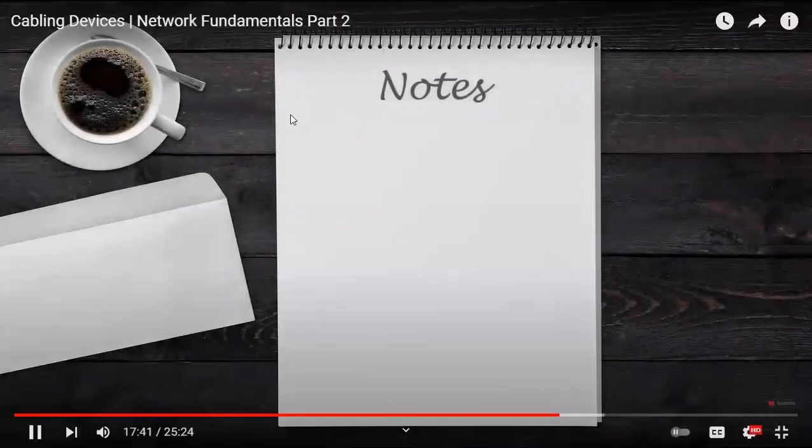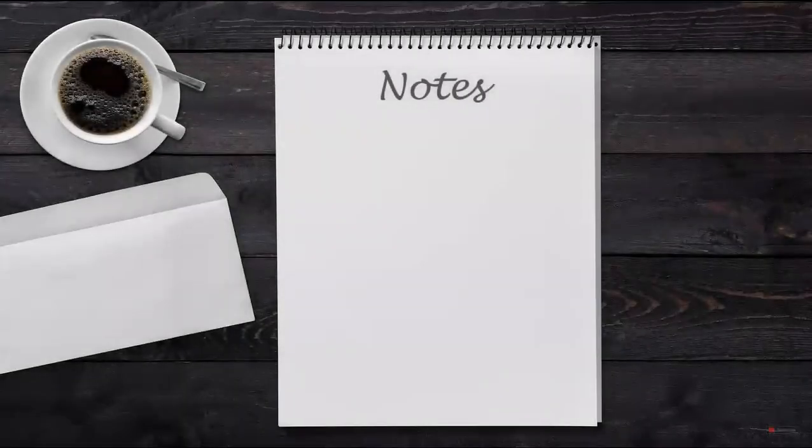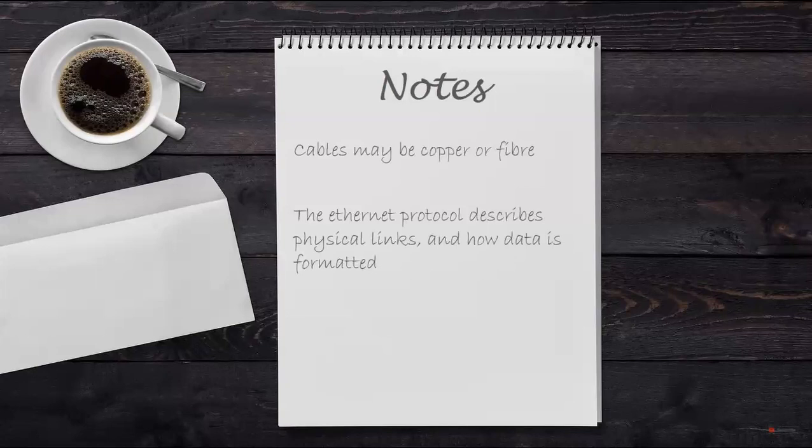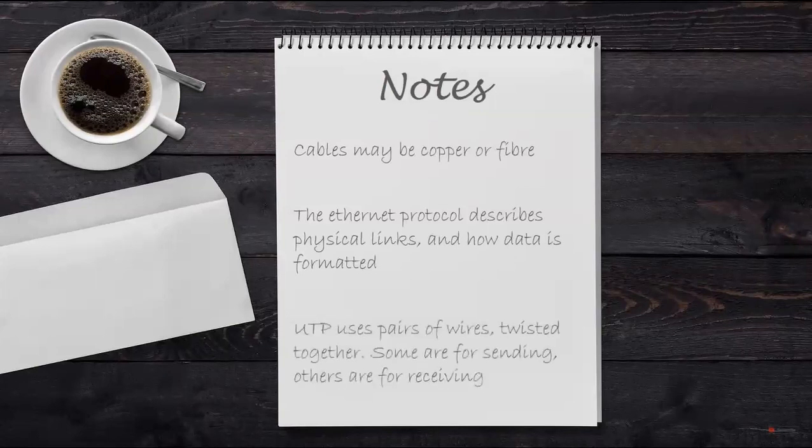Let's have another quick summary. Networks can be wired or wireless. Wired networks may use copper or fibre cables. In a wired LAN, the Ethernet standard is used to describe how data is formatted. It also covers cable types, link speeds, and how to encode data on the physical link. UTP is the most common copper cable. Modern UTP cable has 4 twisted pairs of wires. Some are used for sending, and others are used for receiving.